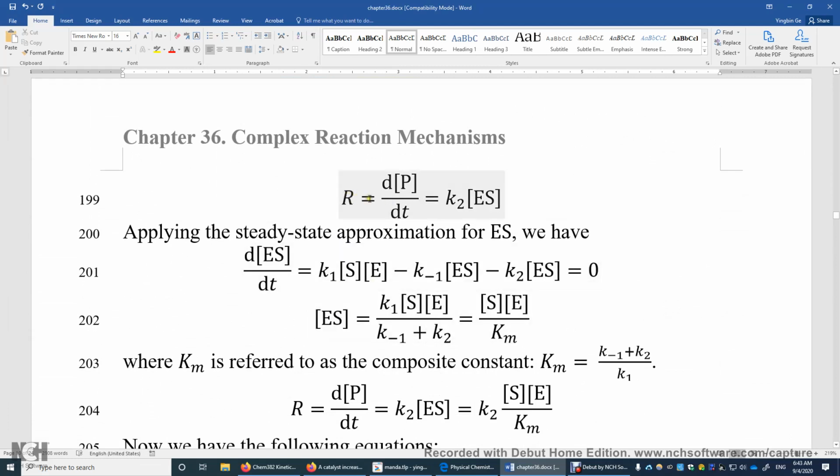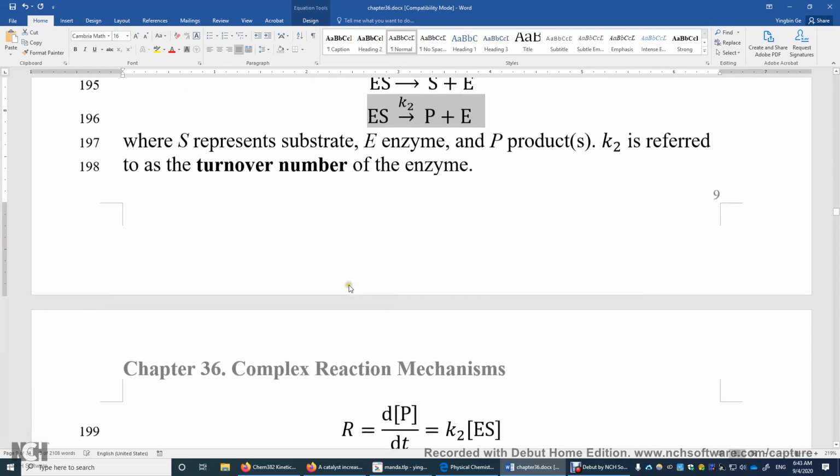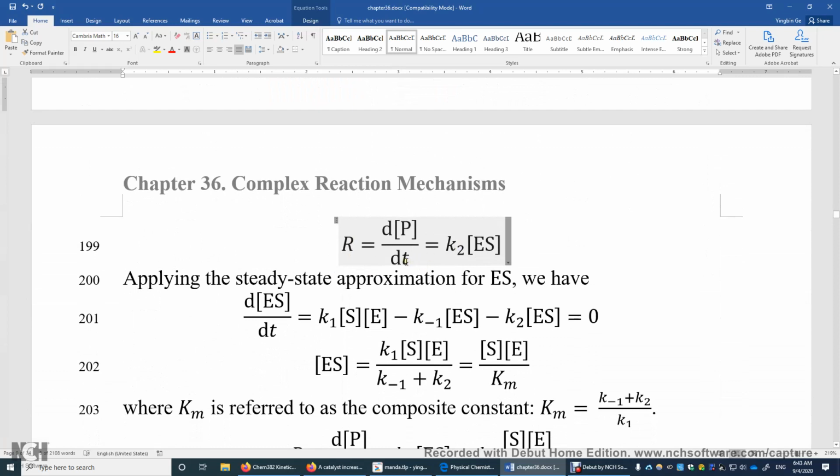This is the reaction rate. The reaction rate is dP over dt, of course. And P is involved in only one of the three elementary reactions. P is produced in this reaction. The rate is k2 times ES. So right here. Again, whenever we have multiple species and multiple elementary steps, it gets difficult to solve the differential equation.